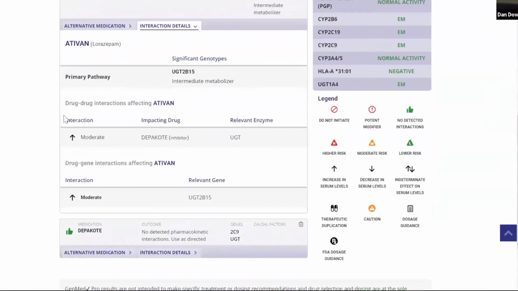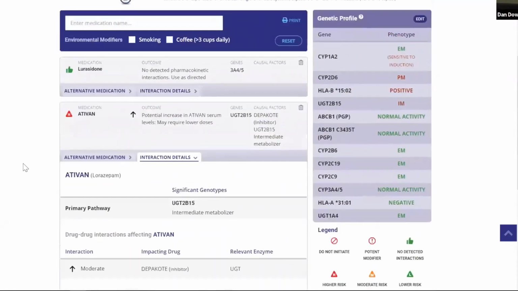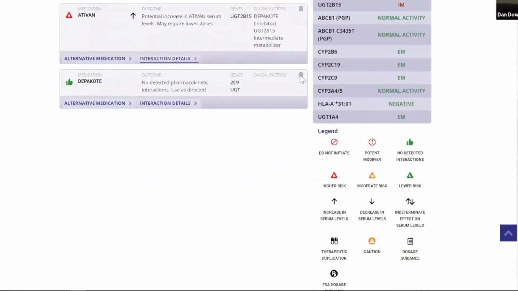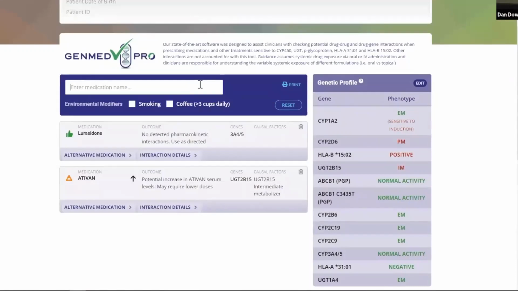So what we see here is that as far as drug-drug interactions go, Depakote is a moderate inhibitor of this enzyme. What complicates it is that this person also has a drug-gene interaction, and they have an intermediate UGT2B15 enzyme. So this person was born with a deficient enzyme, and then we have further inhibited that deficient enzyme by adding the Depakote on board. So maybe we get rid of the Depakote and we consider lamotrigine or Lamictal.